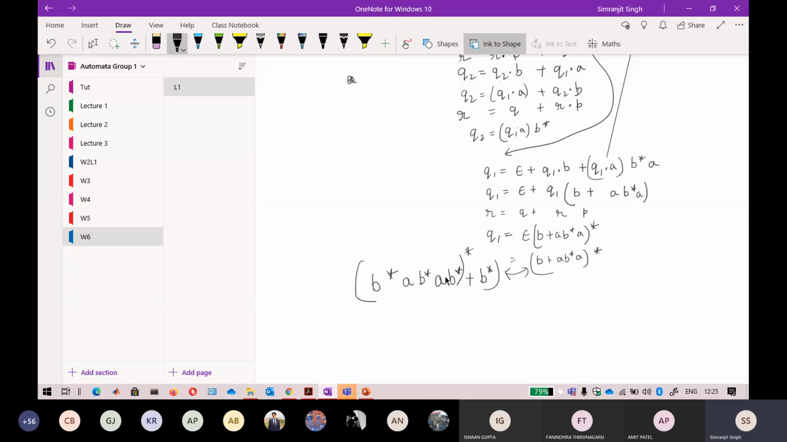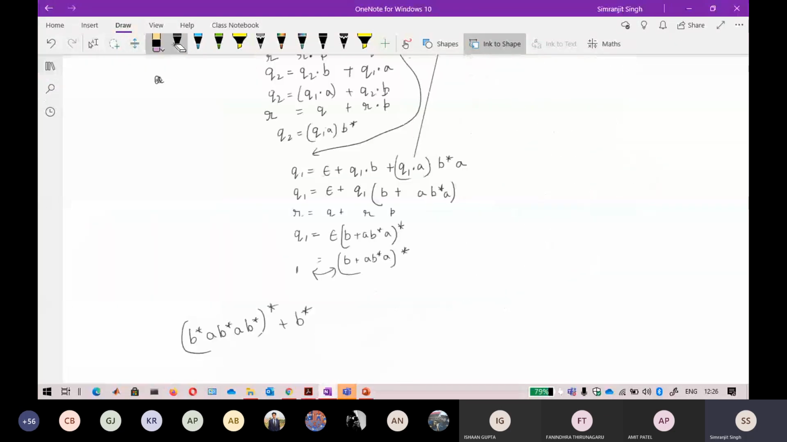Okay, so again just let me clean it. B star followed by a, followed by a B star, A B star, and there is a whole star here. So that is how the number of A's will become even. After that, any number of B's can also come. Okay, so now if you just extract out, most of you will be thinking that this is wrong.